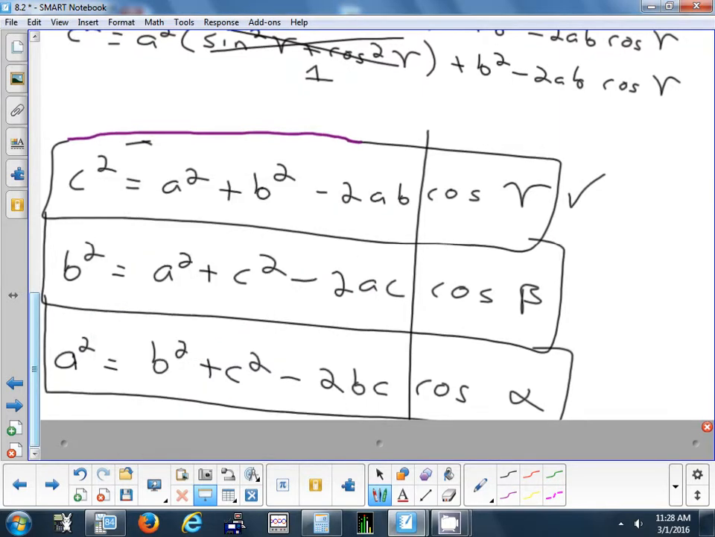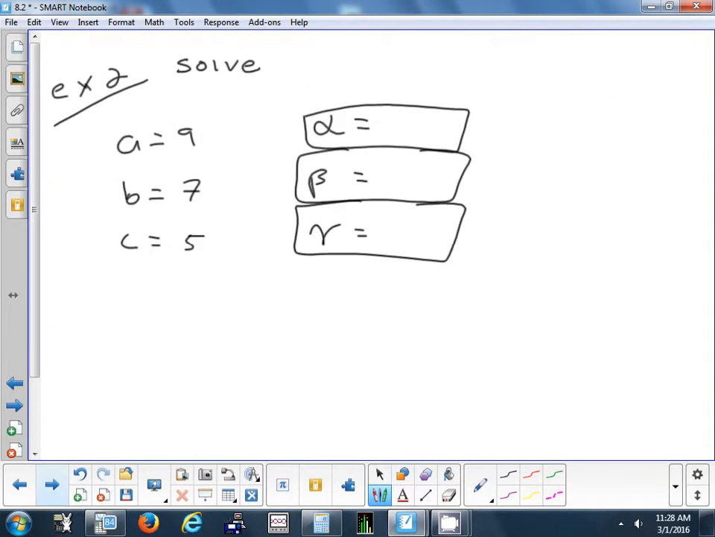All right, so as we just said, you can use any version of the law of cosines. Let's just go through it twice. Do you guys want to find alpha, beta, or gamma? Doesn't matter. Alpha. All right. So who can tell me what to write down to find alpha?